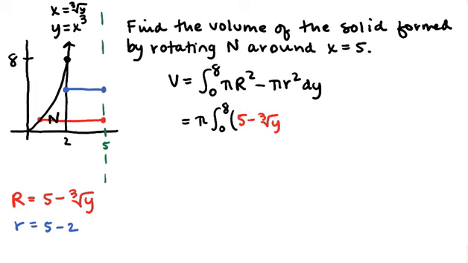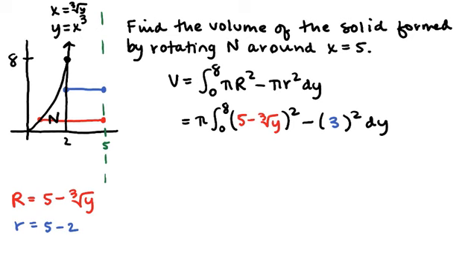Large r squared minus small r squared is 5 minus 2, which is 3. Okay, let's just presume this is another setup, but don't evaluate.